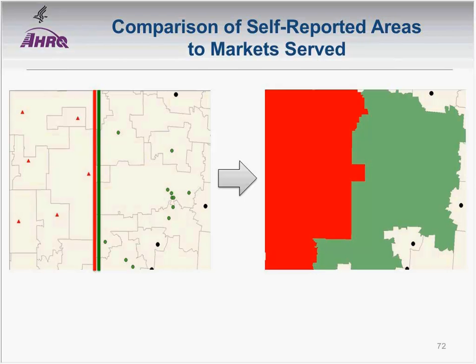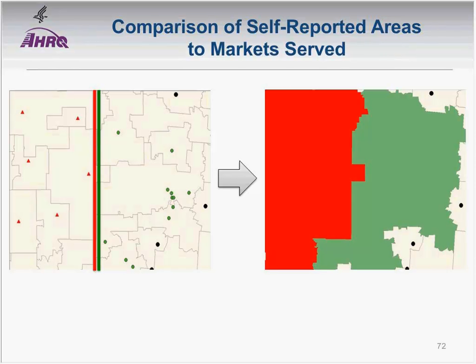In this approach that I'm going to step you through, the HIOs don't say what areas they serve. They serve the areas that are served by their participating hospitals. The HIO's areas are the markets of their participating hospitals. So I'll step you through an example to give you an idea of what this looks like.